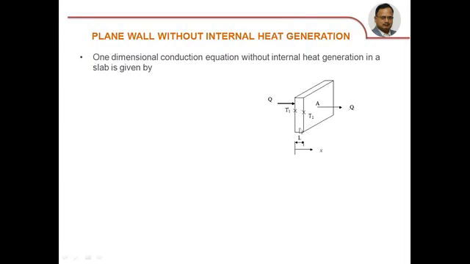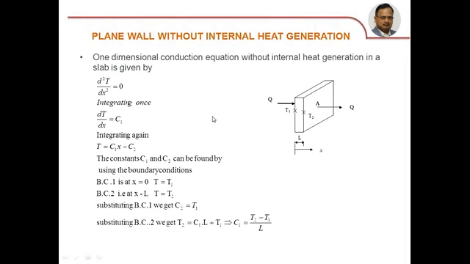So this is a one-dimensional conduction problem wherein I am not assuming any internal heat generation. So the governing equation to solve this problem is d square T by dx square equal to 0. So I am not considering y direction and I am not considering z direction heat transfer, and there is no internal heat generation, and we assume it is in steady state. So therefore the governing equation becomes d square T by dx square equal to 0.